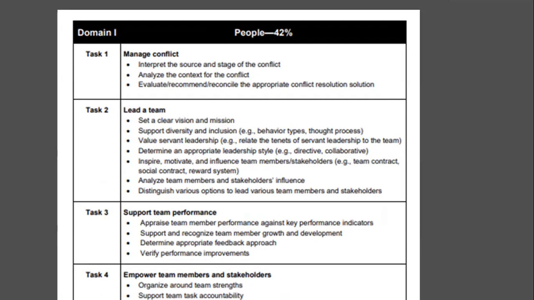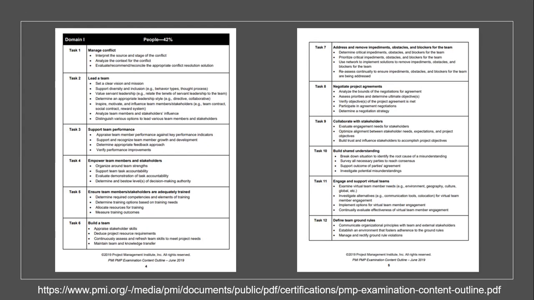So what do they expect you to do to manage conflict? For example, interpret the source and stage of the conflict, analyze the context for the conflict, evaluate, recommend, and reconcile the appropriate conflict resolution solution. So on the surface, it sounds pretty straightforward until you begin talking about specifics like the Thomas Kilmann mode instrument used for conflict, where we have avoid or withdraw, compromise or reconcile, smooth or accommodate, and things such as that. So it could get pretty specific in some of these ideas behind the tasks that you're supposed to be able to perform as a PMP.